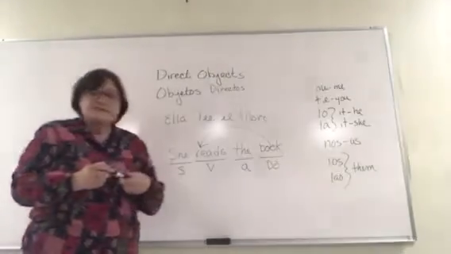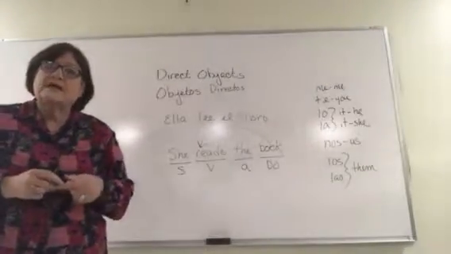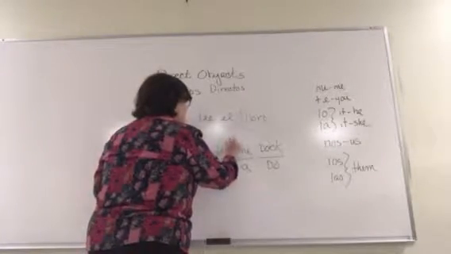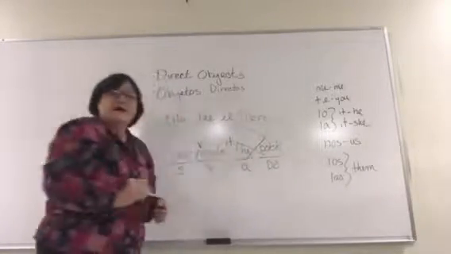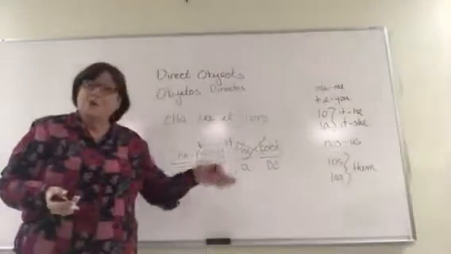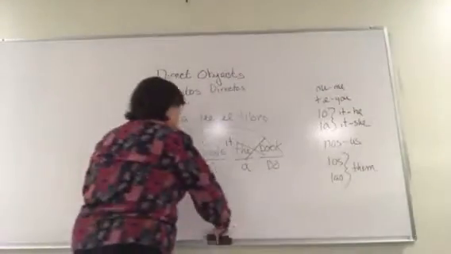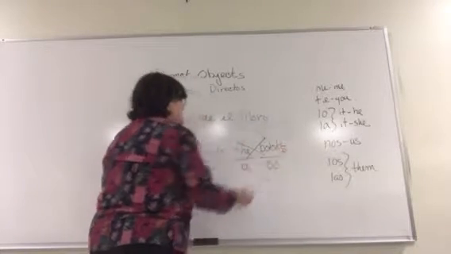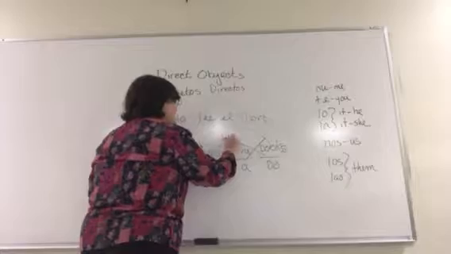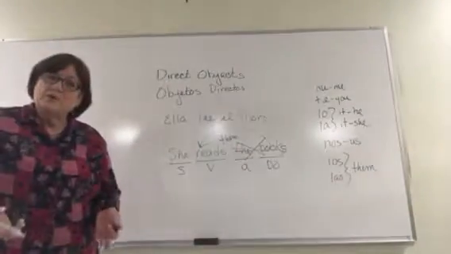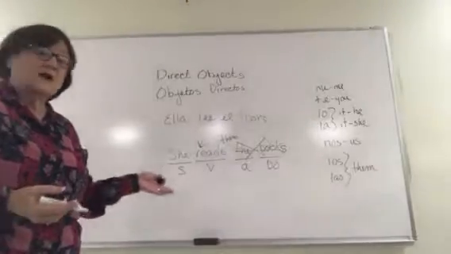Now, if I don't want to say the book all the time, I would say she reads it. I can add it here, and I can delete the book. The same thing would happen if she reads the books, correct? Then I would say, instead of it, she reads them. That would be our direct object pronoun taking the place of that direct object.